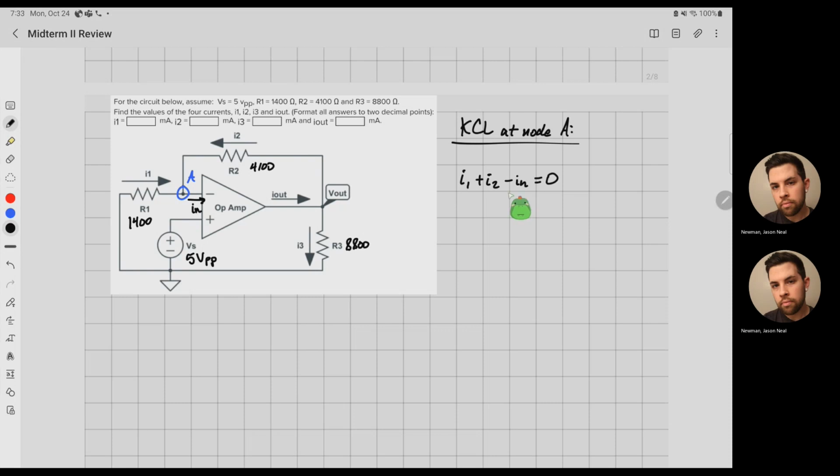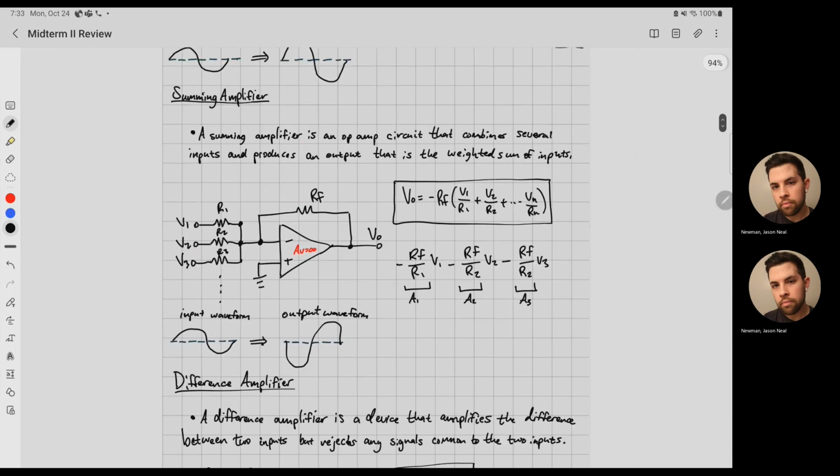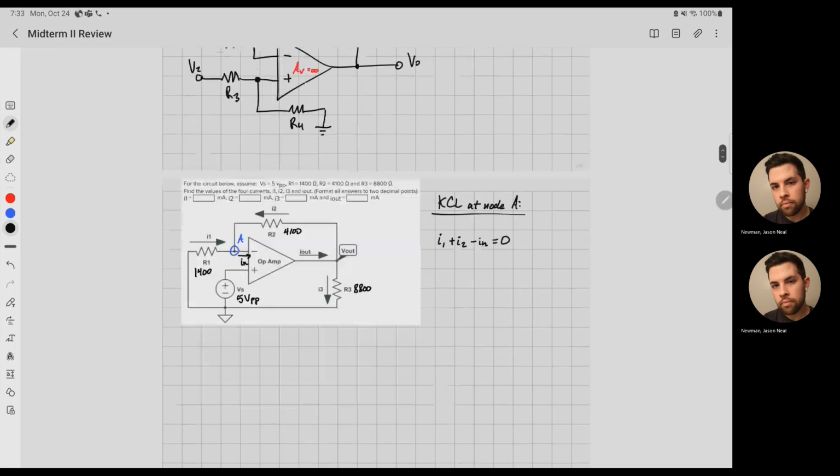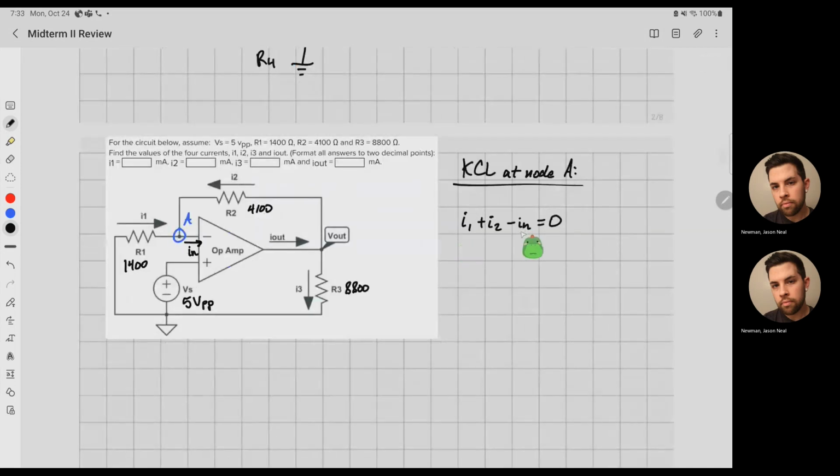Okay, so we know that this is an ideal op amp. And since this is an ideal op amp, we know that the current, this IN right here, is zero. We also know this is true because we have a feedback resistor right here. We have an output and a feedback resistor going into this negative terminal. So we know that this is zero. And so that leaves us with I1 equals negative I2.